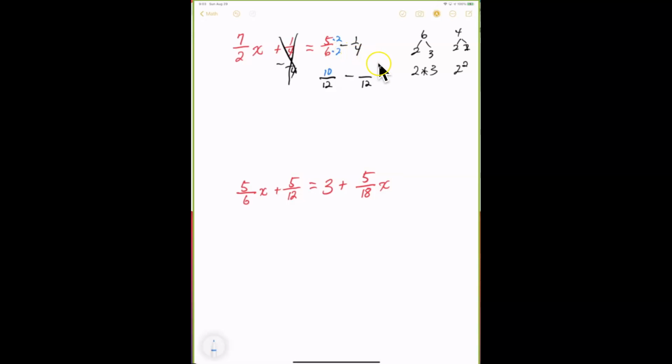So we knew that denominator. And 4 multiplied by what gives us 12? Well, 3 is the answer. So we're going to multiply the numerator and denominator by 3. And 3 times 1 is 3. 3 times 4 is 12. So now it's 10/12 minus 3/12, and now we can perform this operation.